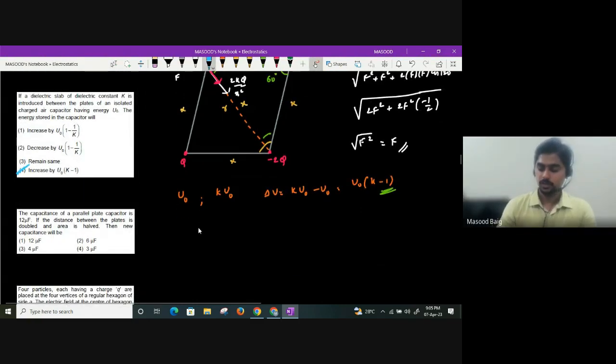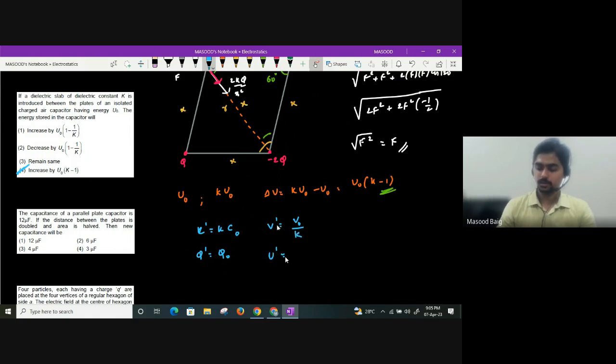When the battery is not connected, capacitance C' will become K times C naught. Charge will remain constant, no? So Q' will be equal to Q naught only. So what will happen to V'? V is written as Q by C, no? So it will become V naught by K.